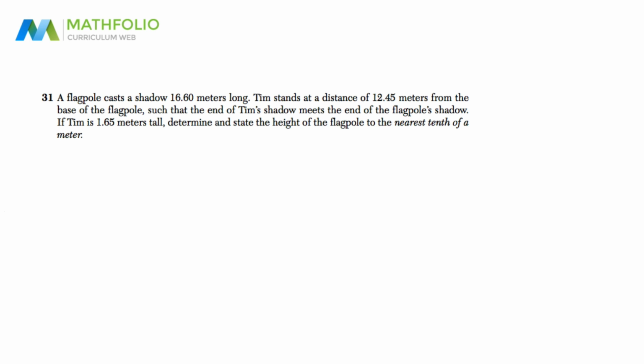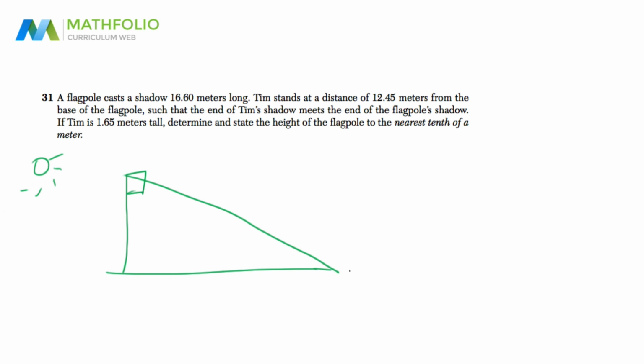Okay, this is question 31. This is a big chunk of text here. I hate it. So anyways, a flagpole. Let's draw the flagpole. And it's got to be on the ground, I guess. Casts a shadow that is 16.60 meters long. So if the sun is up here, the shadow is going to be all the way down here. Now the shadow is this long. When we see shadows, it's usually on a flat surface like the floor. So that's where I'm going to put the 16.60.